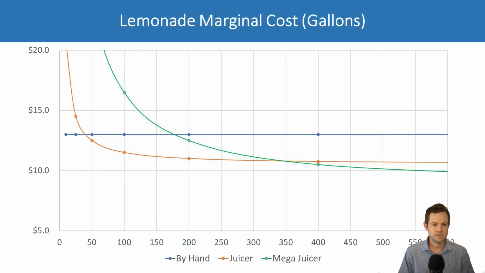So here is that same information graphed. So you can see the marginal cost for the production technology is very high over here on the left. But as we move forward in volume, first our juicer passes where our hand squeezing rates are and drops to lower and lower prices. And then similarly, the mega juicer farther out on the scale curve moves to lower and lower unit cost.